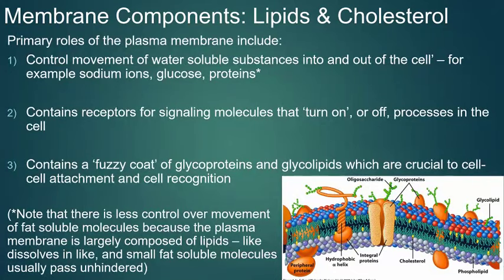So again, just a bit of a recap on what we did last week. We looked at the cell membrane and some of the primary constituents. Last week we looked at glycerophospholipids and we looked at sphingolipids.